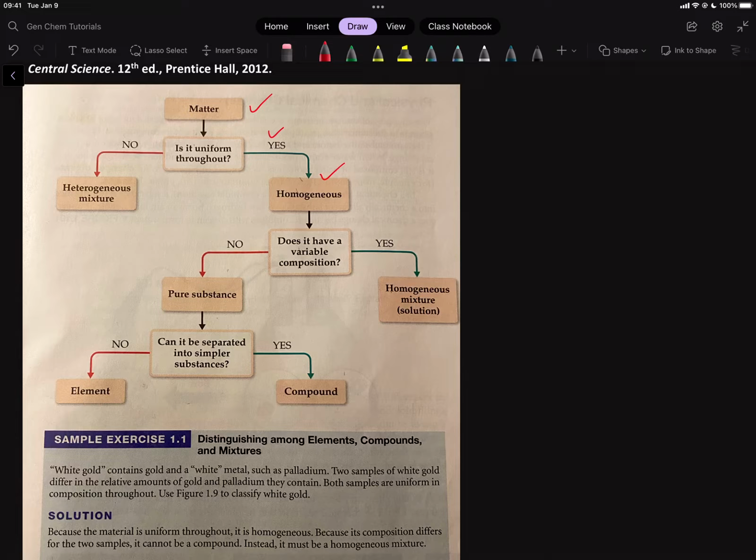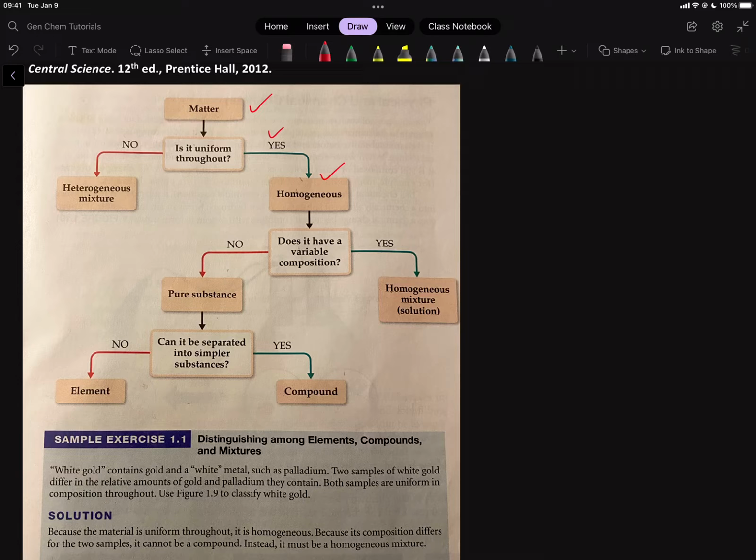Then the next question, does it have a variable composition? Okay, well, look at what information are we given. The material is uniform throughout, it's homogeneous. However, the two samples differ in the relative amounts of gold and palladium. And that just means, just throwing out some numbers here, say one sample's maybe 50% gold, 50% palladium. Say the other one's maybe 30% gold, 70% palladium. They're both mixtures of gold and palladium, but the relative amounts of each material are different between the two samples.